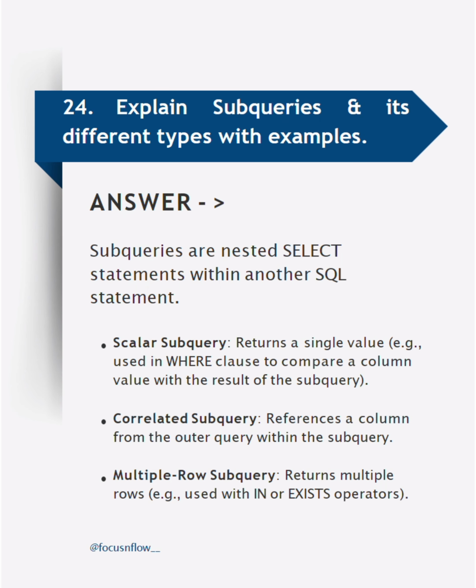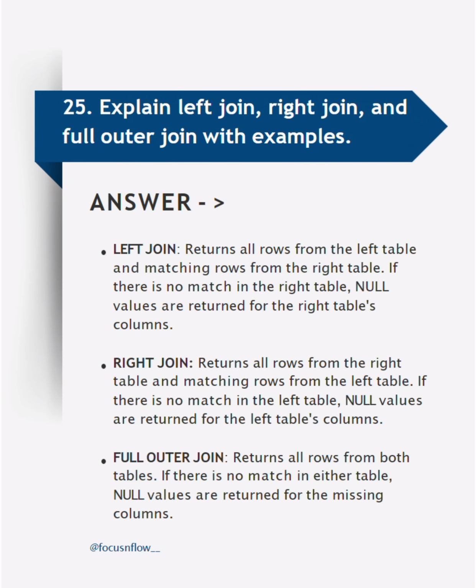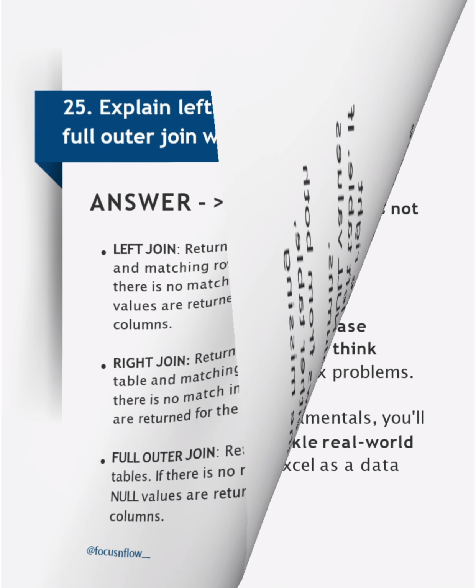Explain subqueries and its different types with example. Subqueries are queries inside another query. Types include scalar subquery, correlated subquery, and multiple row subquery. Next, explain left join, right join, and full outer join with examples. Left join returns all rows from left table and matching rows from right table. Right join returns all rows from right table and matching rows from left table. And full outer join returns all rows from both tables.